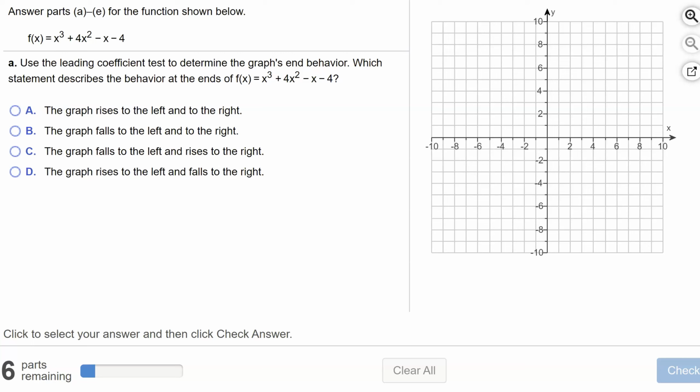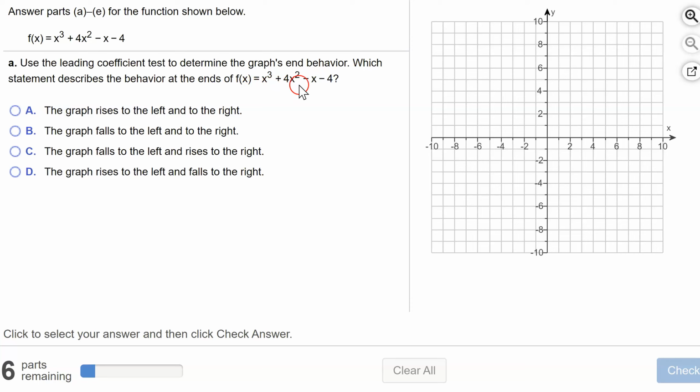In this example, I'm working a problem from MyMathLab on graphing polynomials. I need to answer parts A through E for the function shown below, so my function f of x equals x cubed plus 4x squared minus x minus 4. Part A says use the leading coefficient test to determine the graph's end behavior. Which statement describes the behavior of the ends of f of x?